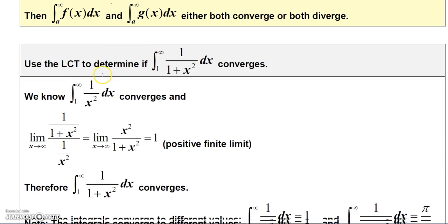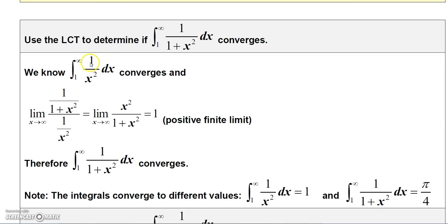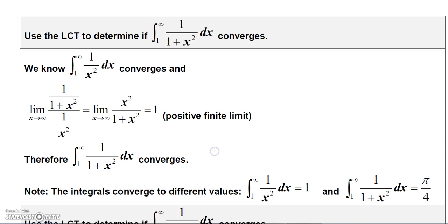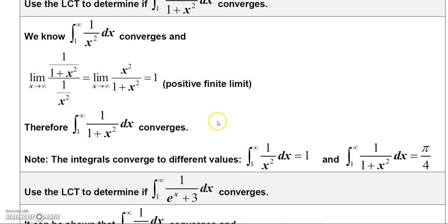And so one way to do that is we could compare it with 1 over x squared. We know the integral of 1 over x squared converges. So let's take the limit of this function over this function and see what we get. If you take the limit of 1 over 1 plus x squared, over 1 over x squared, you get x squared over 1 plus x squared as x approaches infinity, and you can easily show that that limit is 1. And since that limit is 1 and this integral converges, then both must converge. Now, they do converge to different values. One converges to 1, one converges to pi over 4.